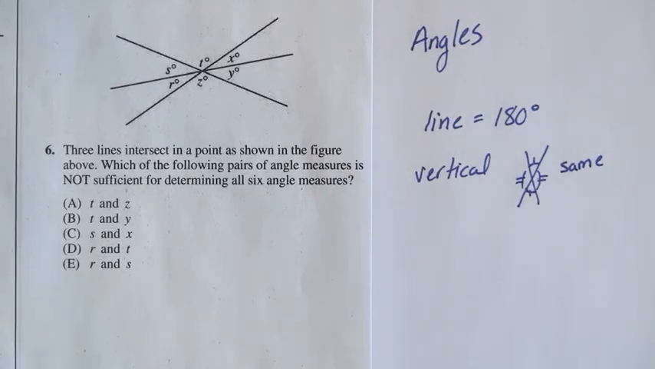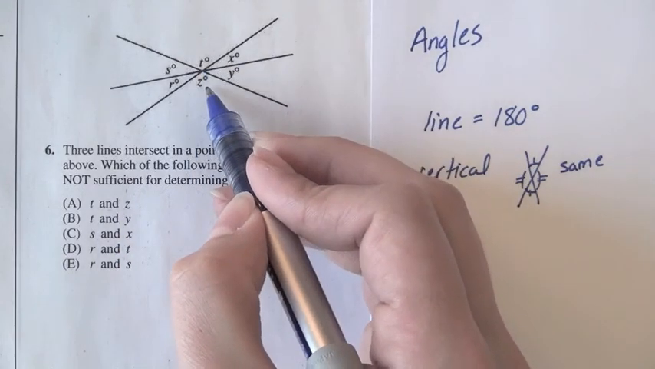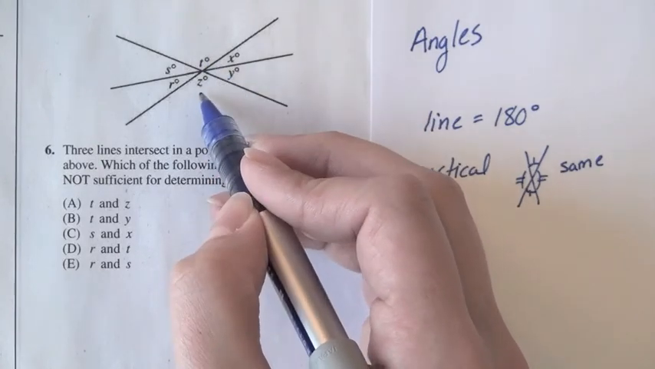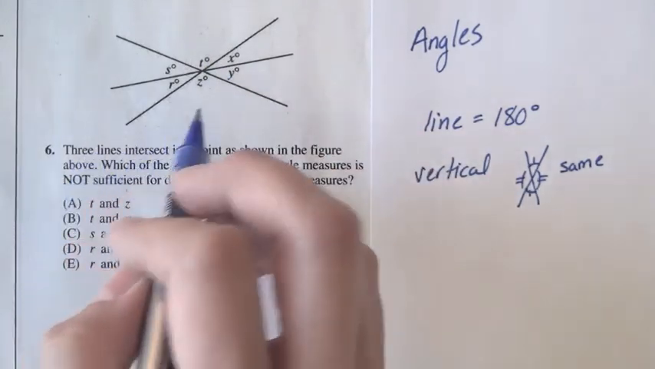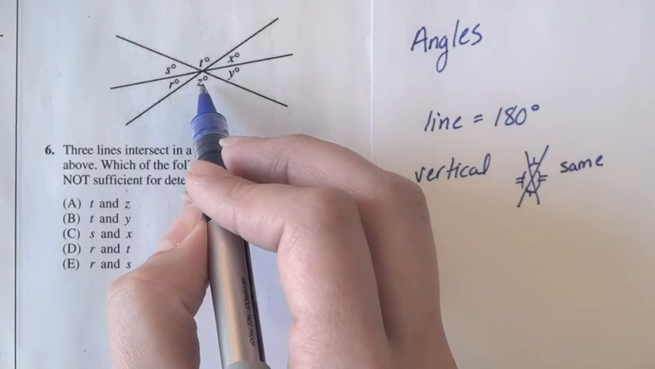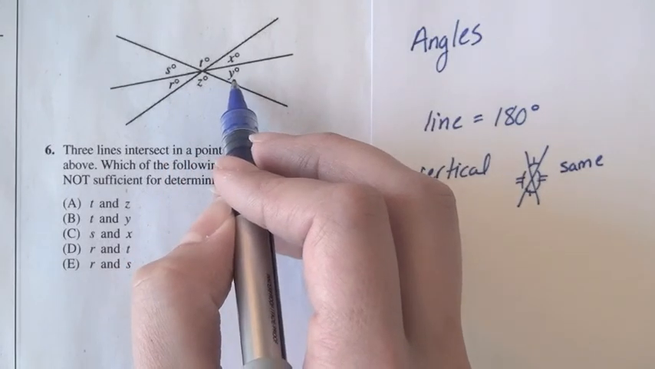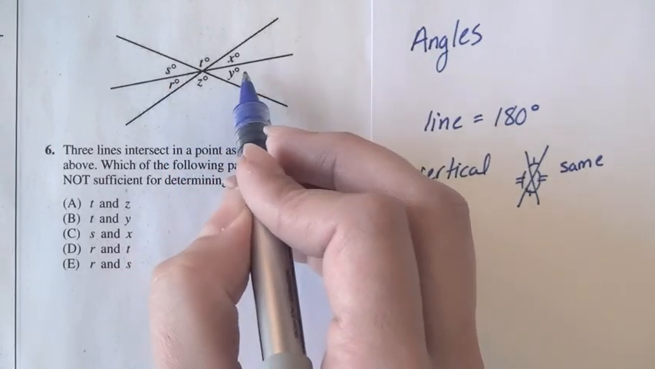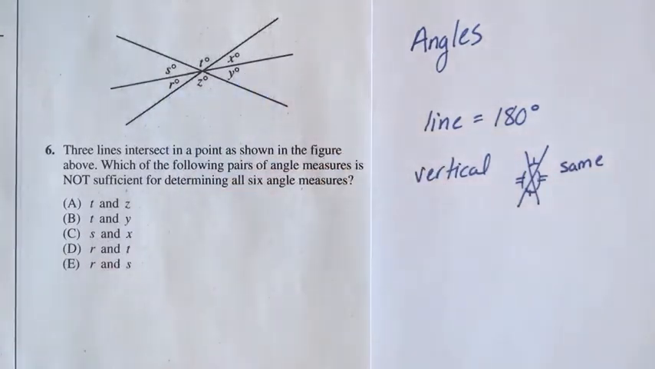So let's get started. Would t and z be enough to determine all 6 angle measures? Well, if I know t and z, I know they're equivalent to each other, but I don't know any other vertical angles to t and z, and I would have to know one of r or y to find out the other one because they would all add to a straight line of 180. So I feel like I'm not going to be able to determine the other angles with just t and z, but we should check the other answer choices just to make sure.